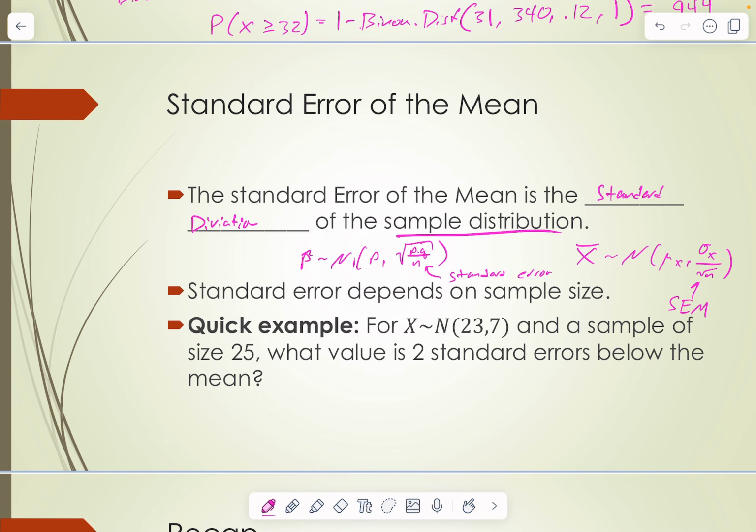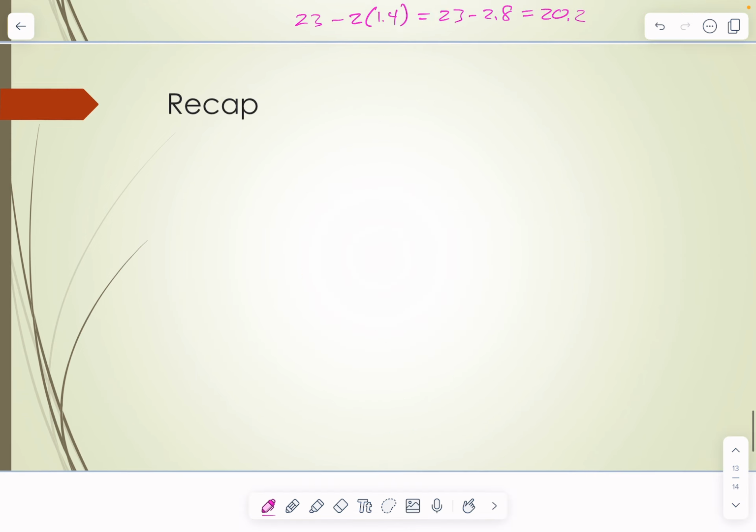Now for a quick example. If you have a population where each person or each object in that population has a mean of 23 and a standard deviation of 7, and the sample size is 25, what value is 2 standard errors below the mean? So first we need to find what the standard error is. The standard error equals sigma x over square root n, which equals 7 divided by square root 25, which gives us 7/5 or 1.4. What value is 2 standard errors below the mean? The mean is 23. 2 standard errors is 2 times 1.4, which is 2.8, so 23 minus 2.8 equals 20.2.